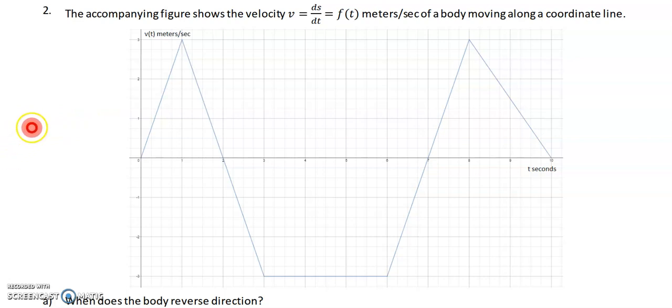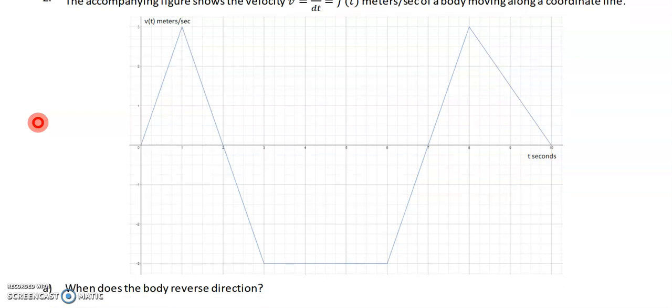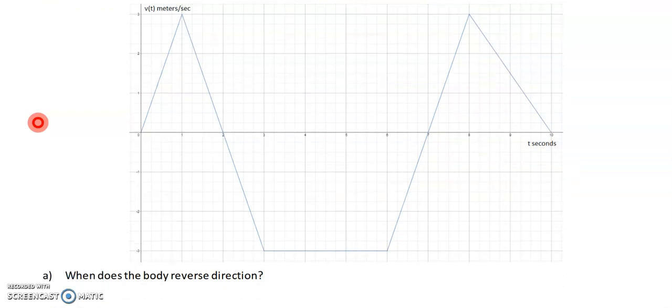So this first question is asking, and I'm going to scroll down. Sorry, I won't have it all on the screen at once. I'm sorry about that, but that's okay. The first question asks, when does the body reverse direction? The body is going to reverse direction when velocity changes sign.